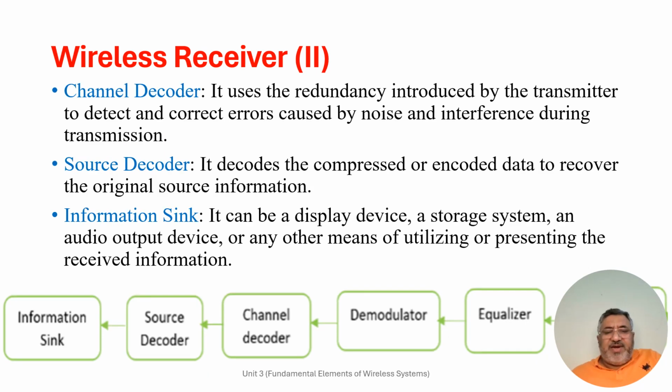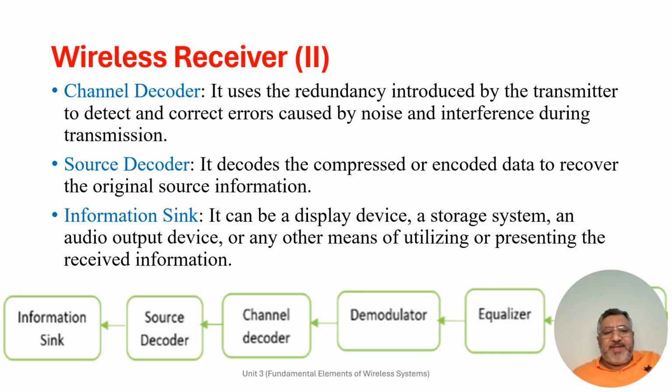The error decoder is also known as the error correction decoder or forward error correction decoder. It is responsible for error detection and correction. It uses the redundancy introduced at the transmitter side to detect and correct errors caused by noise and interference during transmission. Common channel decoding techniques include Reed-Solomon code, low density parity check code, and convolutional codes.